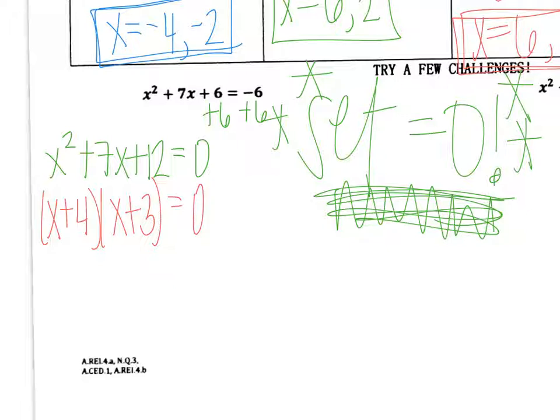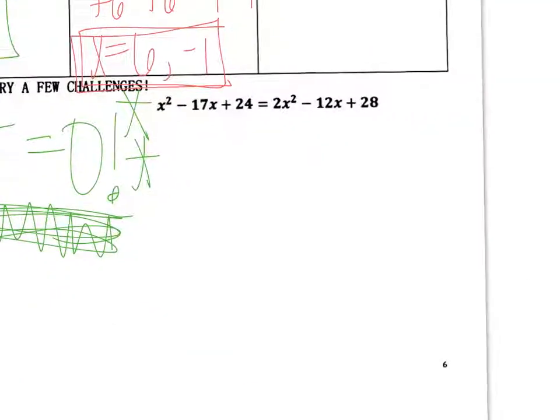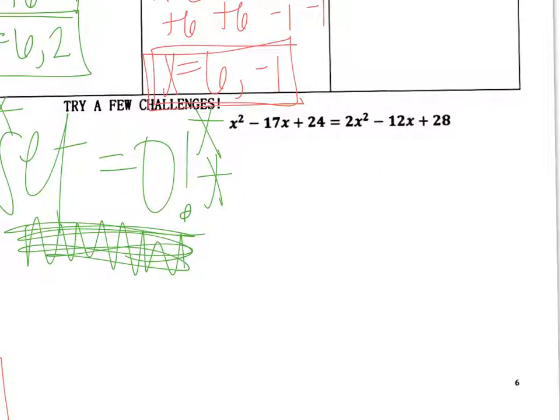Okay, now that I have my two factors, I can set both of them equal to 0. So I have x plus 4 equals 0, x plus 3 equals 0, minus 4, minus 4. I get x equals negative 4, minus 3, minus 3. I get x equals negative 3. Those are my two answers for the first challenge. For the second challenge, set it equal to 0. Good luck. If you haven't finished stuff from the first 2 days, do that now.